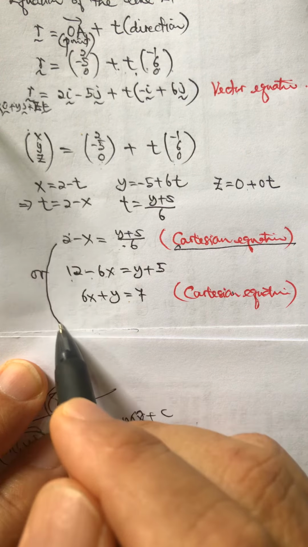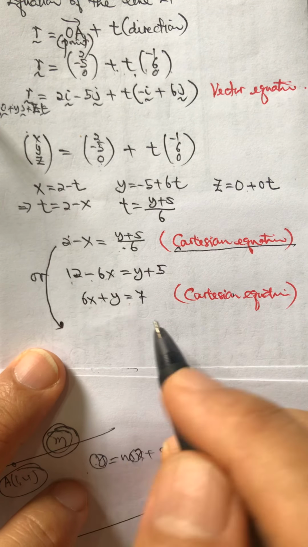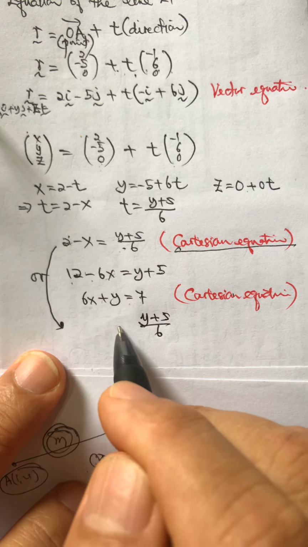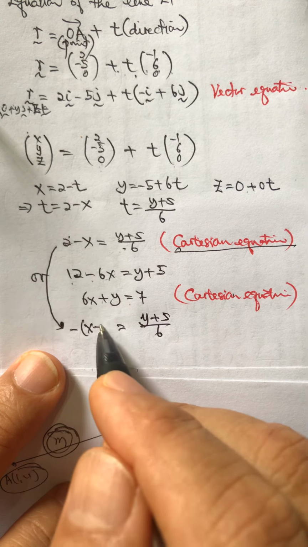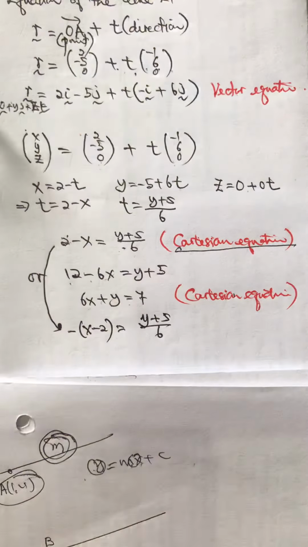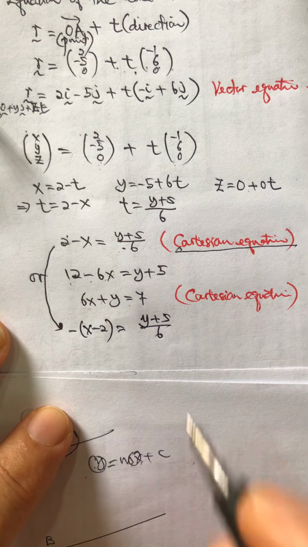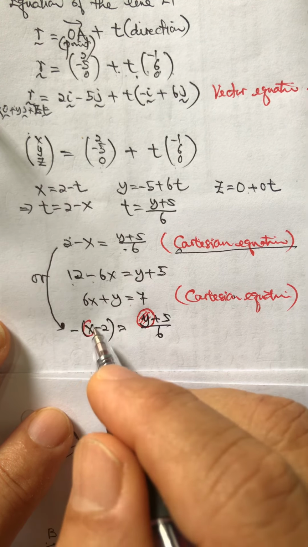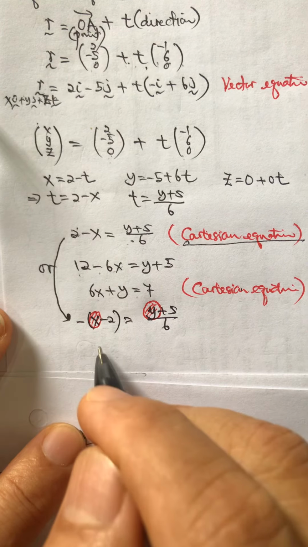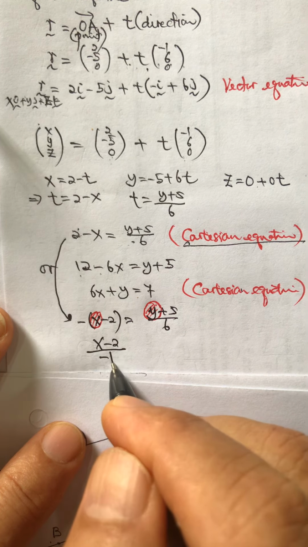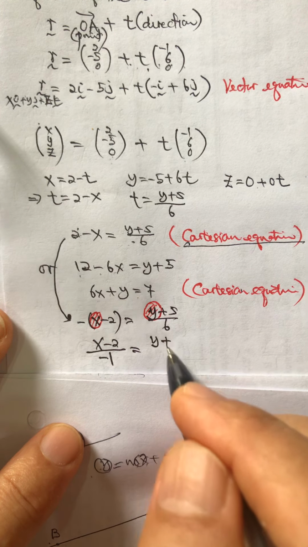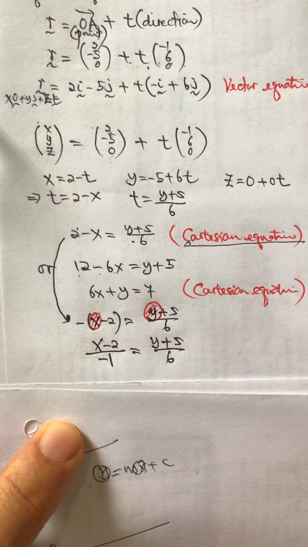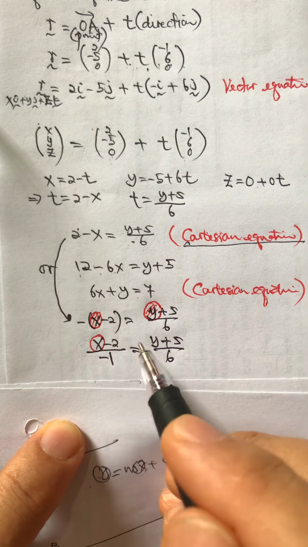Actually, for the Cartesian equation, you should make it a habit. So y plus 5 over 6, look at this one. Actually, this one you write it like this, negative x minus 2. Why? You remember, every time for a Cartesian equation, of course it's not compulsory, but it's good to remember y like that. This is positive y and positive x. So you can write it like this: x minus 2 over negative 1 equal to y plus 5 over 6. Remember, every time, this is x, this is y.